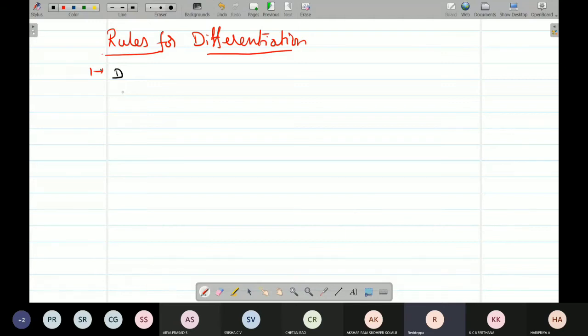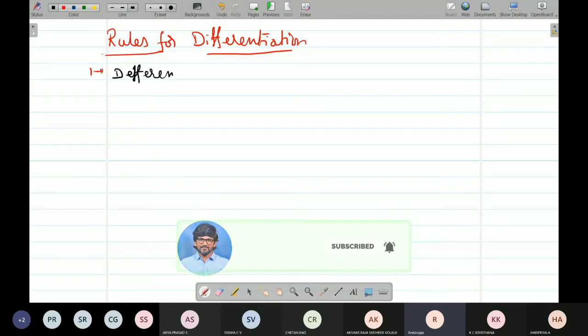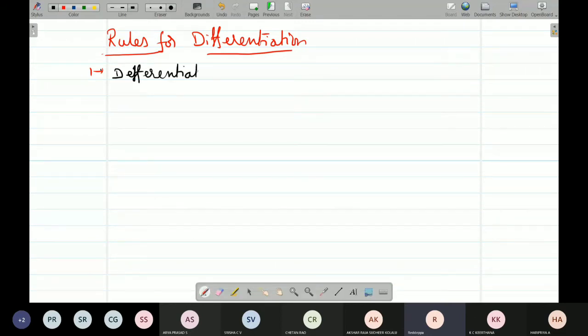There is another word for differentiation, we call it derivative, right? You can use that word also. The differentiation or derivative of a constant. What will be the differentiation of a constant? Simply remember that the first rule of differentiation says that the differentiation of a constant function is 0.